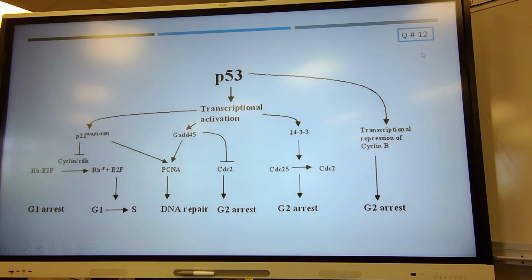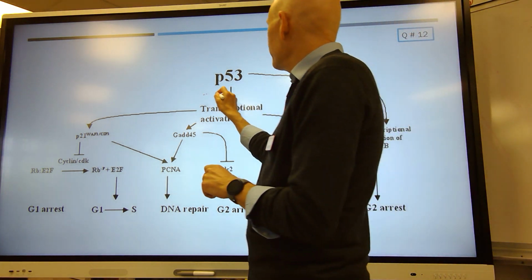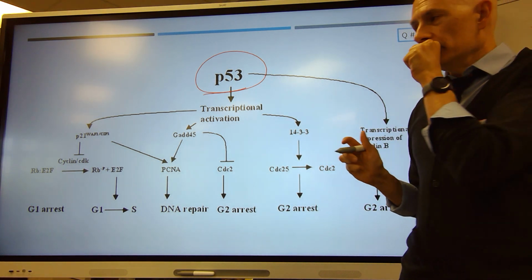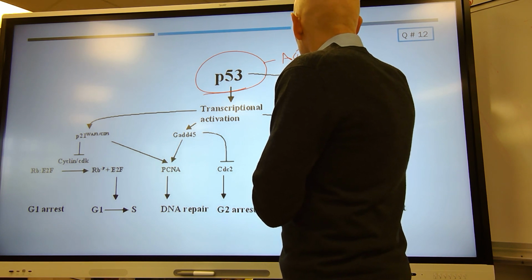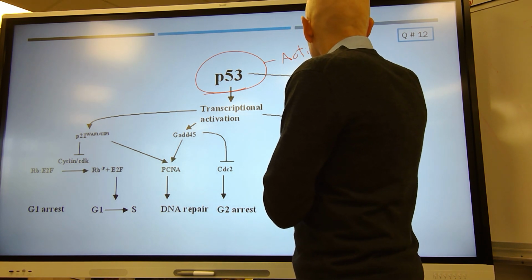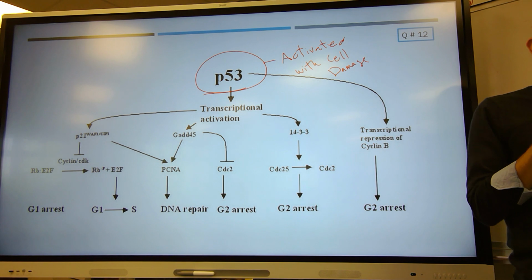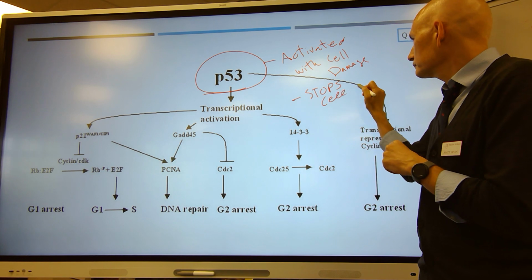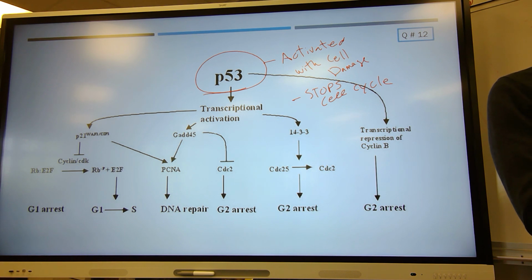Things that can happen incorrectly, you can have errors in replication. That's going to activate this P53 protein. What you need to know about P53, this is activated with cell damage. And then it stops the cell cycle. So it's either going to initiate DNA repair or what? Or apoptosis.